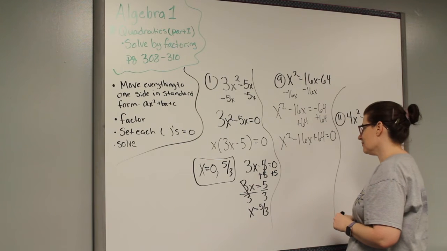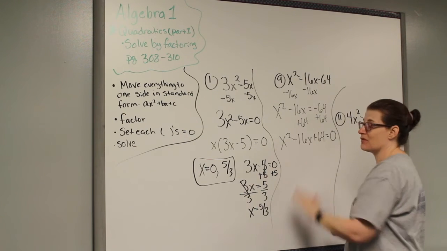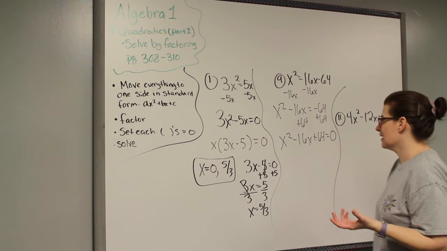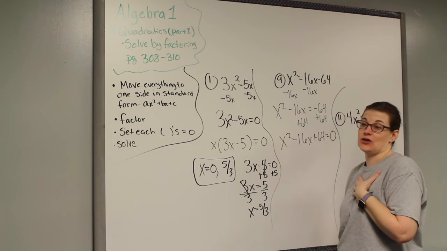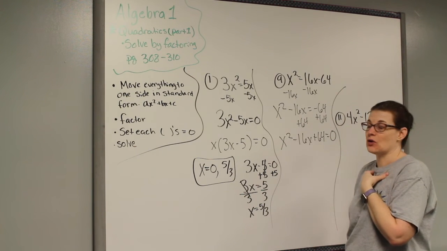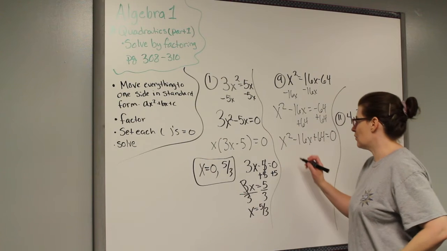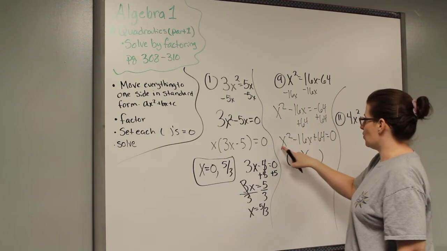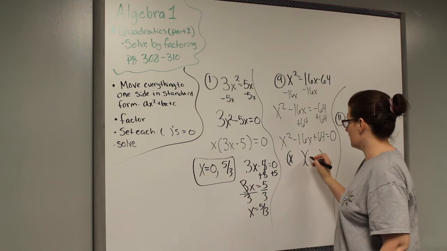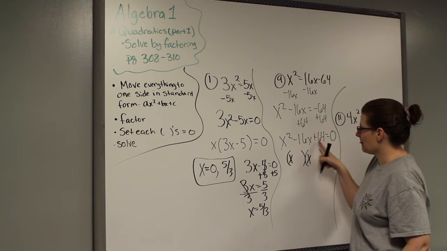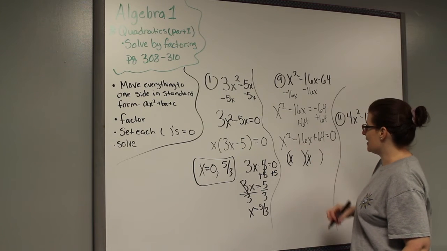Now, this may be a perfect square trinomial, which is a shortcut. However, I'm going to do it the easy trinomial way, because even if you don't know the perfect square trinomial, you can still do this. So you get 2 parentheses, and you say square root of x squared. That's the first thing. What multiplies to give me positive 64 and adds to give me negative 16?